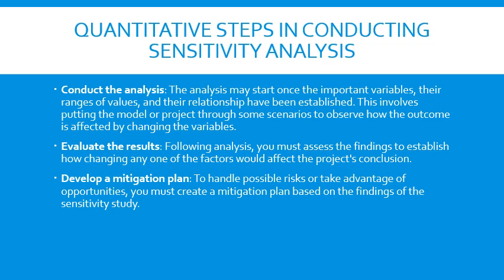Quantitative steps in conducting sensitivity analysis. Conduct the analysis. The analysis may start once the important variables, their range of values, and their relationship have been established. This involves putting the model or project through some scenarios to observe how the outcome is affected by changing the variables. Evaluate the results. Following analysis, you may assess findings to establish how changing any one of these factors would affect the project's conclusion. Develop a mitigation plan. To handle the possible risk or take advantage of the opportunities, you must create a mitigation plan based on the findings of the sensitivity study.